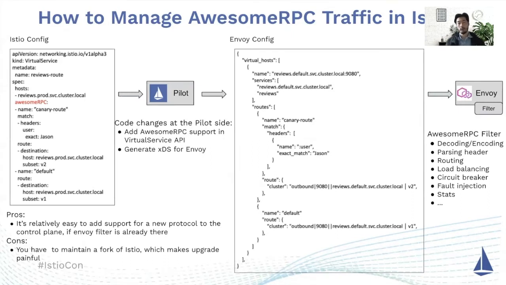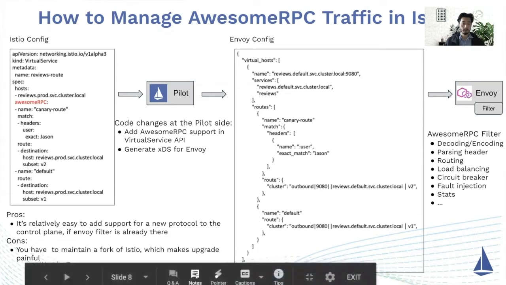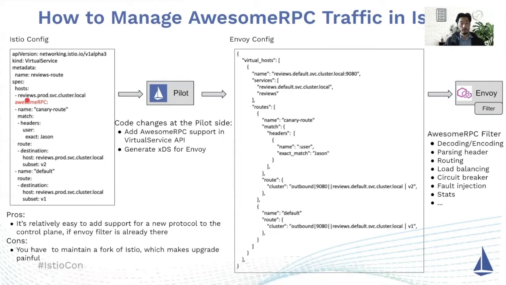The most straightforward way is to directly change the Pilot code to add gRPC support to Istio. In order to route the traffic, first we need to support the gRPC protocol in the VirtualService CRD. In the CRD specification, we should have gRPC instead of HTTP here, and we have a routing rule called canary route, which matches the user header in the request. If the value of the user header is jason, then we send the request to the subset v2. Otherwise, the request goes to version 1.